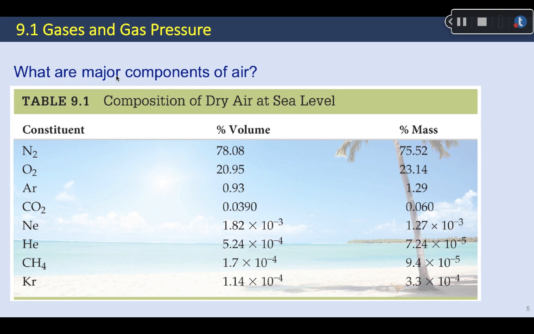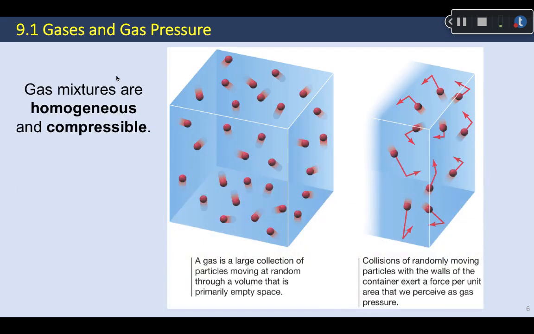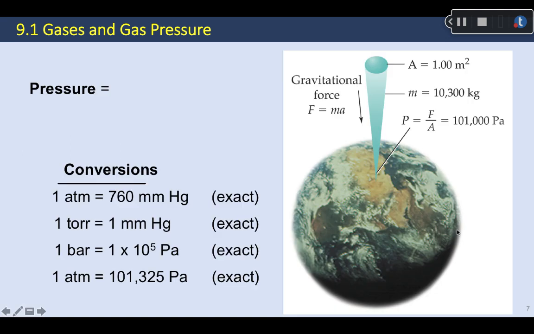Obviously, those all have to be gases. Gas mixtures are going to be homogeneous and they're going to be compressible. They have a large collection of particles moving randomly in a volume that is primarily empty space, which is why you can compress them. And so the collisions of those randomly moving particles with the walls of the container give you what we perceive as pressure. In other words, the force per unit area is defined as the pressure. And so collisions with the side of the container are represented here with the arrows of little spheres bumping into the sides. That's what that represents.